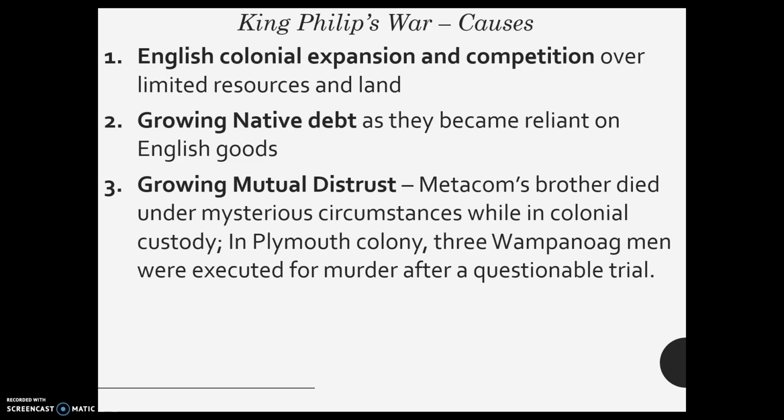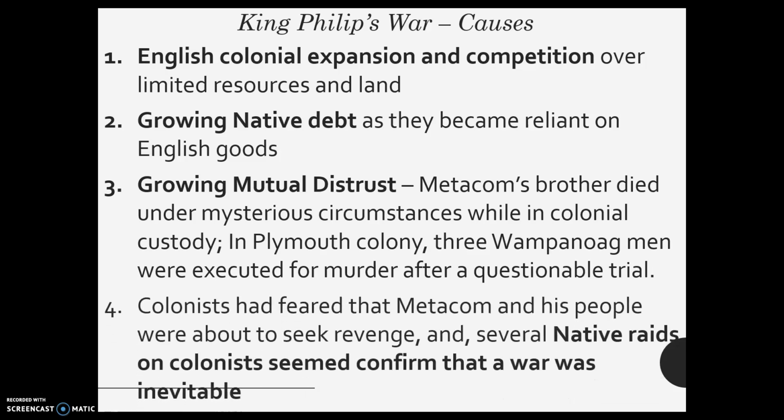In the Plymouth colony, they executed 3 Wampanoag men after a questionable trial. Again, they seemed to be scapegoated. There was a murder of a trader, a fur trader or something like that, and they blamed the Indians for him, but it's unclear that they actually did it.